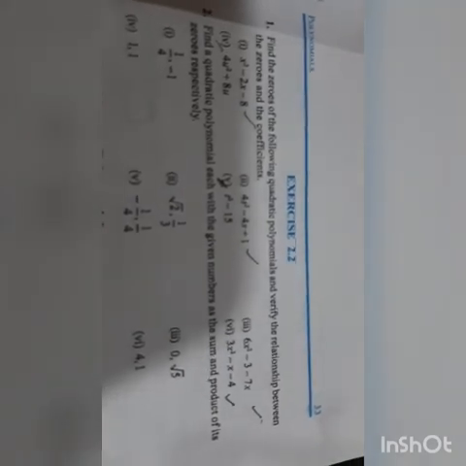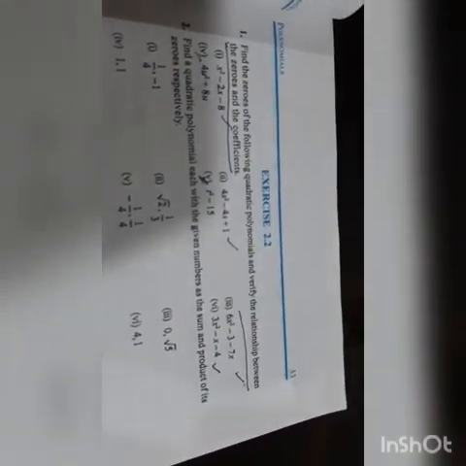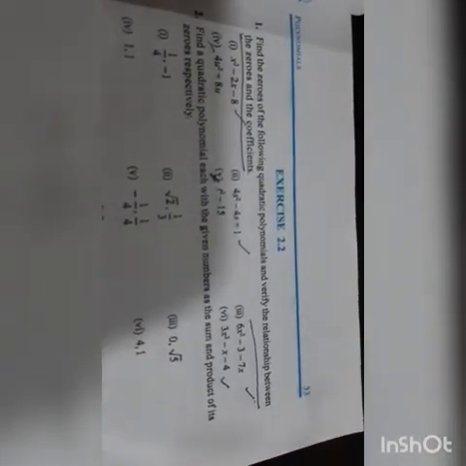Now what is special about exercise 2.2? See, read out the question. The question says, find the zeros of the quadratic polynomials that I have done for you for two sums, and verify the relations between zeros and coefficients. Now this is new for you. Relation between the zeros and the coefficients, that still we have not learned. This is what you are going to learn in 10th standard chapter 2, a new thing.